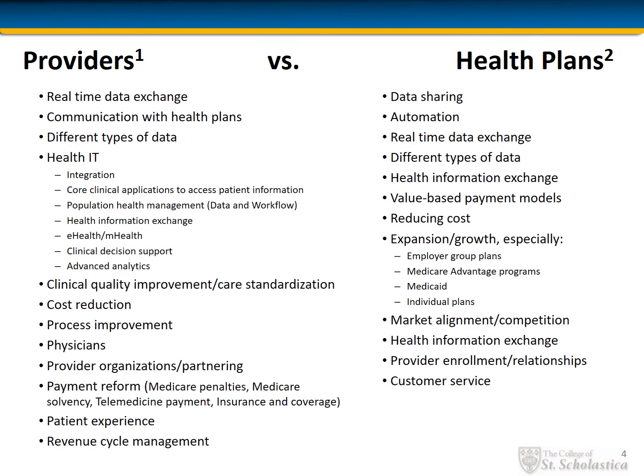And more automation in general. Even on the health plan side, where you might think that they have everything automated, they don't. They have a lot of paper. Even partnering on the provider side and market alignment competition on the plan side are essentially the same focus, working together and often with your competitors.